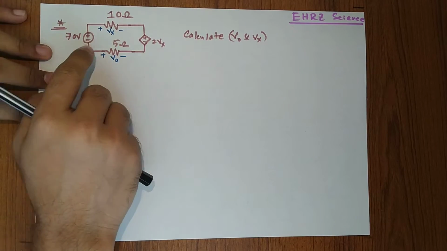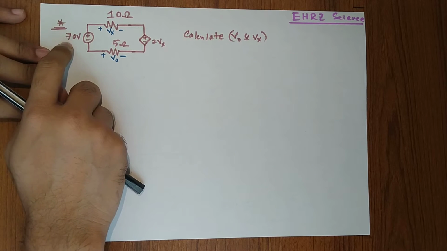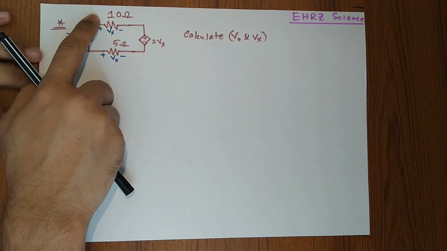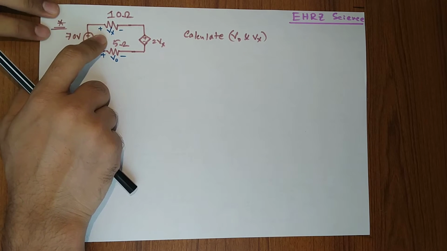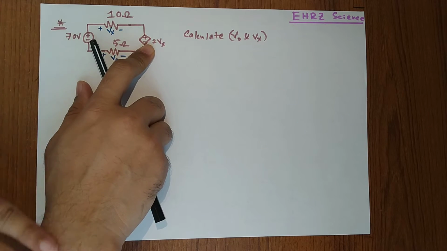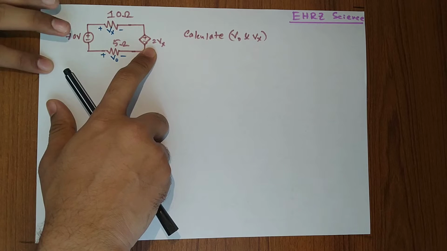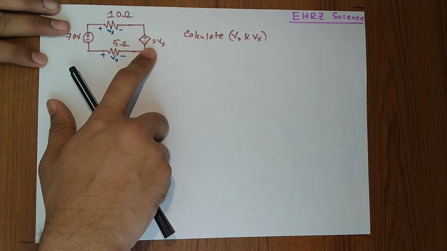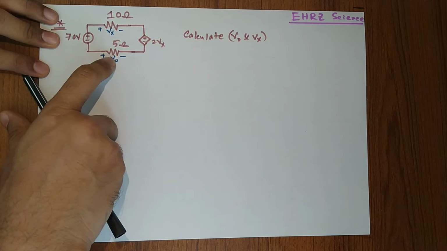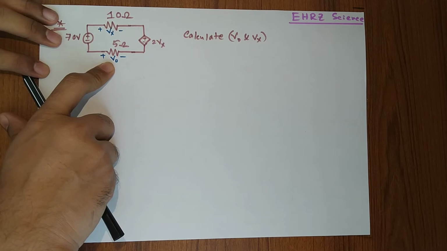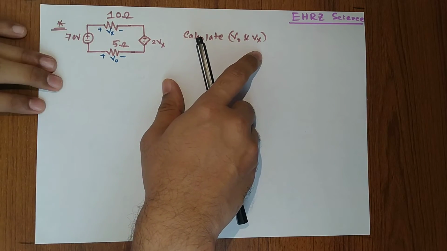See, in this circuit, there is one loop and we have a voltage source of 70 volt. This is a 10 ohm resistor and the voltage drop across this 10 ohm resistor is Vx. This is a dependent voltage source. The value of this dependent voltage source is twice Vx. I will explain about dependent voltage source and independent voltage source later. This is a 5 ohm resistor and the voltage drop across the 5 ohm resistor is V0. You have to calculate V0 and Vx.